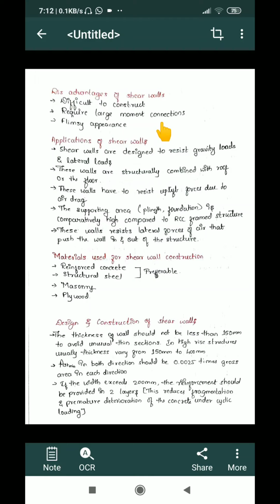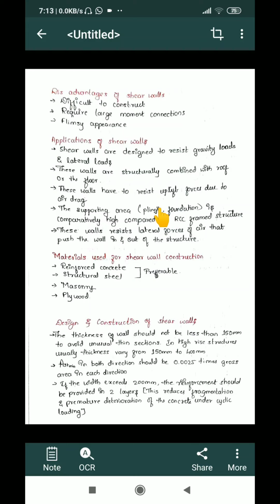lateral load resisting systems or other load resisting structural systems, moment connections have to be provided because these walls carry only the lateral loads, but when the lateral loads are applied in the out of plane direction, they may fail to carry such loads. So to resist such loads, moment connections are provided. Then these are quite flimsy in appearance.